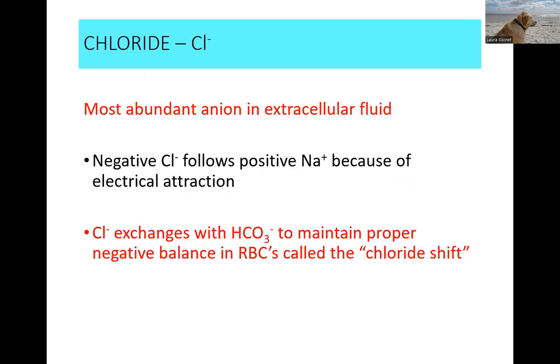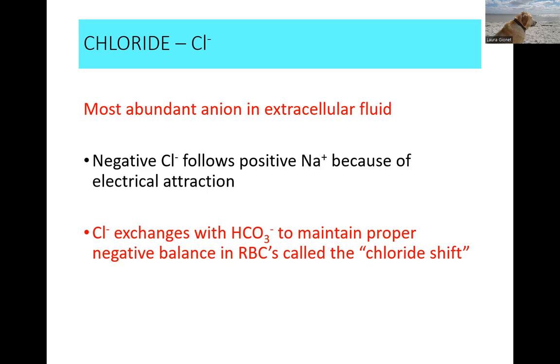All right, chloride ions: it is the most abundant anion in extracellular fluid. Negative chloride ions follow sodium, because it's a cation. And chloride exchanges with bicarbonate to maintain proper negative ion balance in red blood cells, called the chloride shift. So all we're coming back to here is that chloride will also be exchanged with bicarbonate ions in red blood cells.